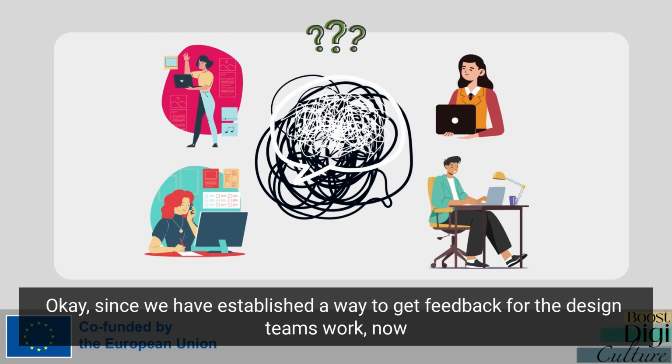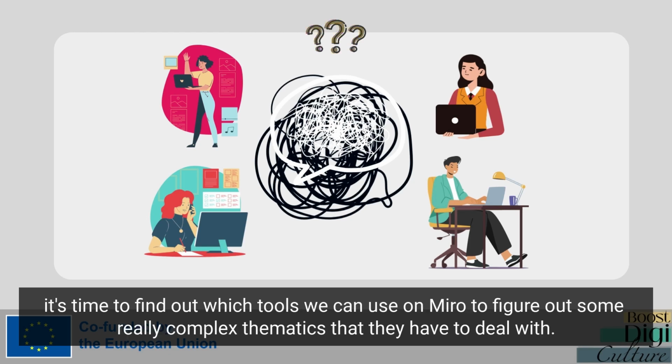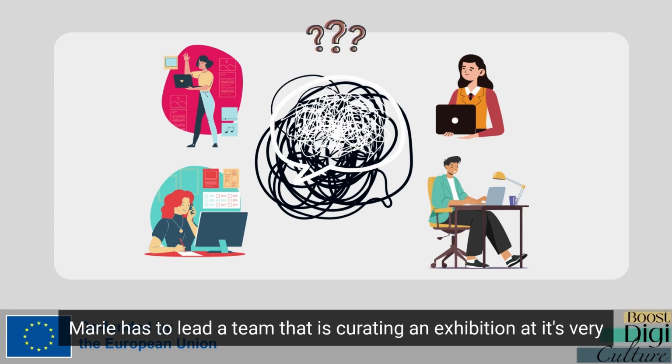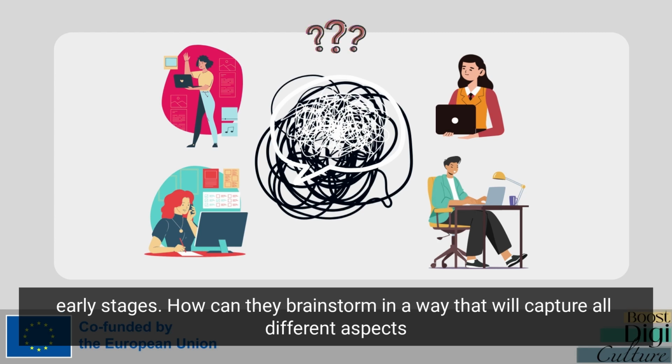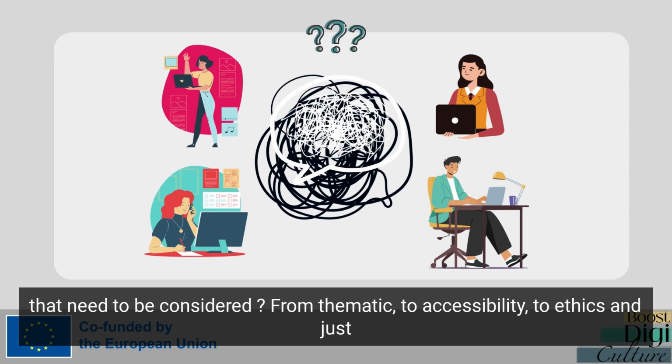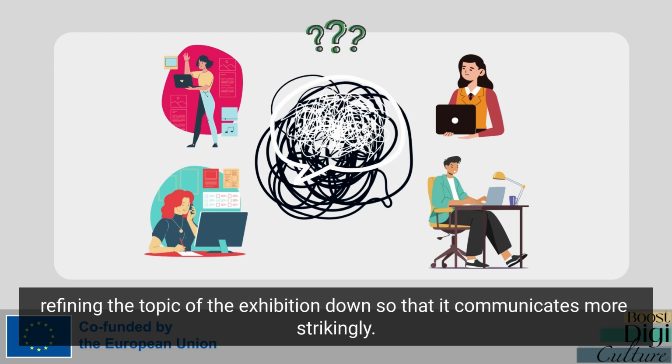Okay, since we have established a way to get feedback for the design team's work, now it's time to find out which tools the group can use on Miro to figure out some really complex thematics that they have to deal with. Marie has to lead a team that is curating an exhibition at its very early stages. How can they brainstorm in a way that will capture all different aspects that need to be considered? From thematic to accessibility to ethics, and just refining the topic of the exhibition down so that it communicates more strikingly.